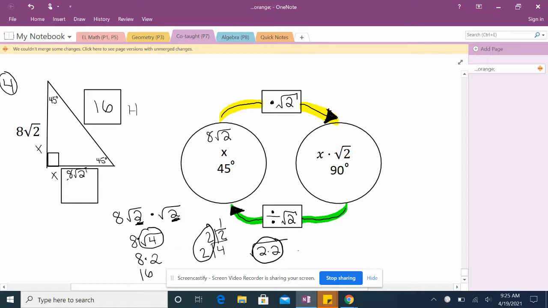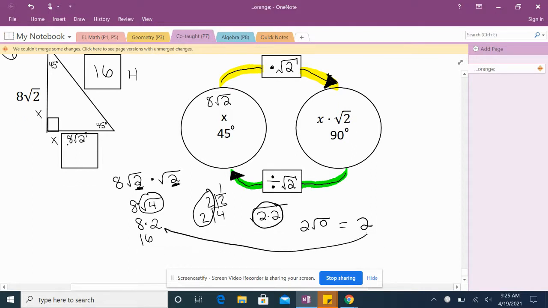So I can pull out a 2, and now I have nothing under my square root. So this is how I got this 2 here.